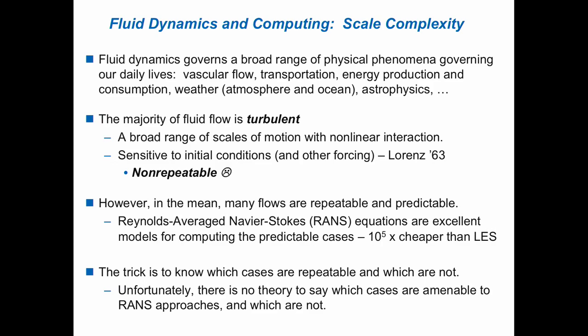Okay, so these things are non-repeatable. They're chaotic. That's an unfortunate thing. But we observe that they are somehow repeatable in the mean. So very often we're interested in the mean, all right? And so one thing that can be done is to use Reynolds-averaged Navier-Stokes equations. They're an excellent model for computing the predictable cases. And they can be 100,000 times cheaper than what we call large eddy simulation, which is a little bit cheaper than direct numerical simulation, where we resolve all scales.